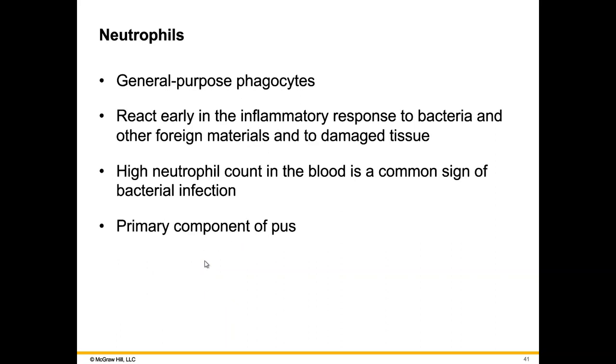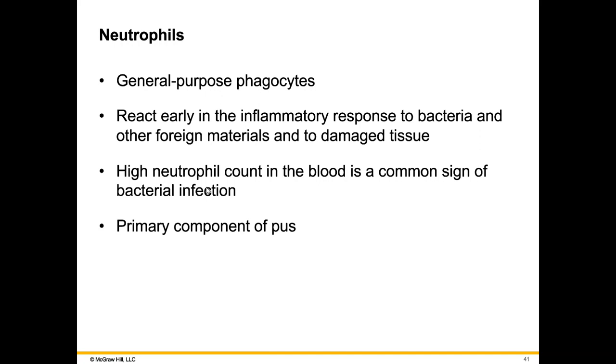Neutrophils are a general purpose phagocyte. They react very early in the inflammatory response to various foreign substances or to damaged tissue. We have more of them in our body than other cell types, but if we have an even higher than normal neutrophil count in the blood, that is a really common sign of a bacterial infection.